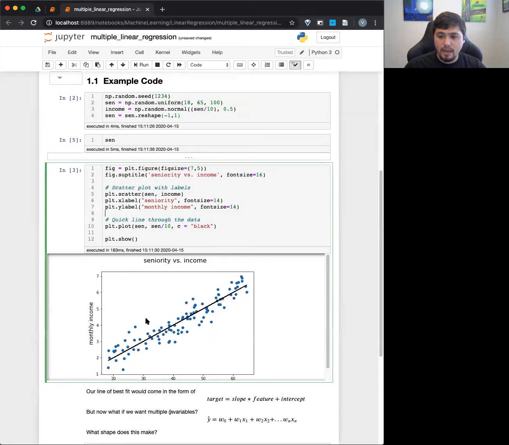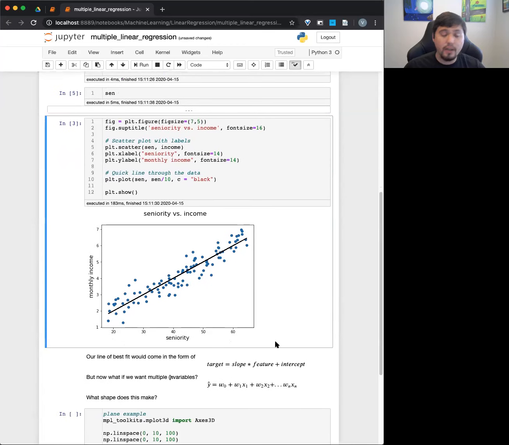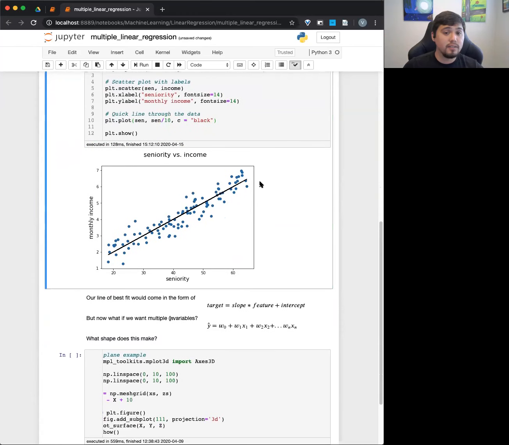Okay, so here we can see our linear regression line with our data points: seniority and monthly income. The idea is that we have these data points, and if we had just this one feature, we would ask, can we predict monthly income from seniority? And that's what this black line represents. This again is our regression line.